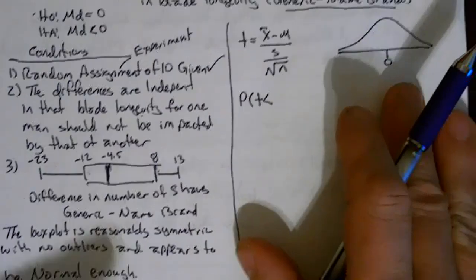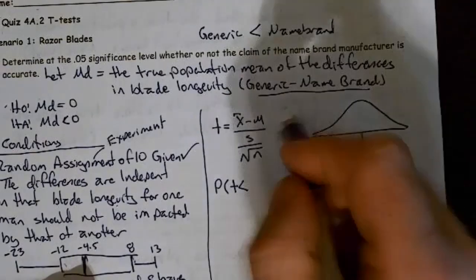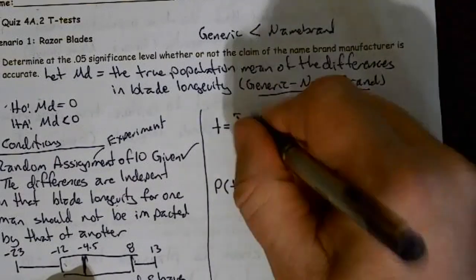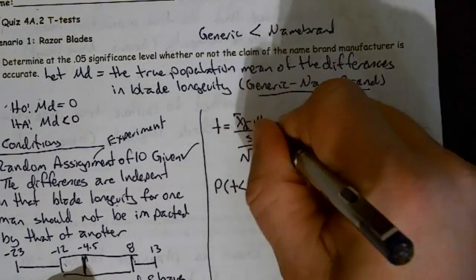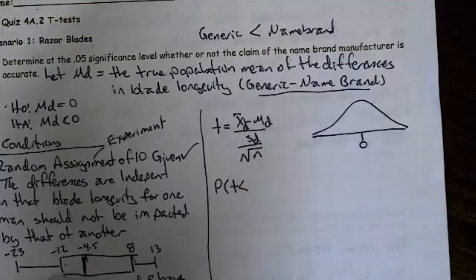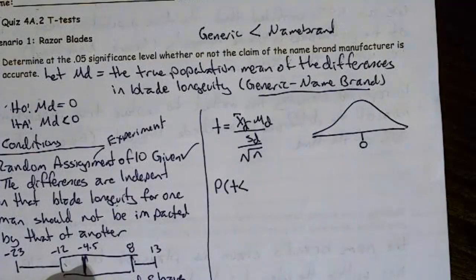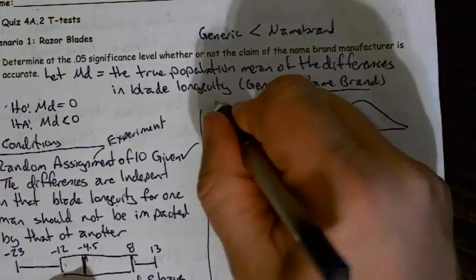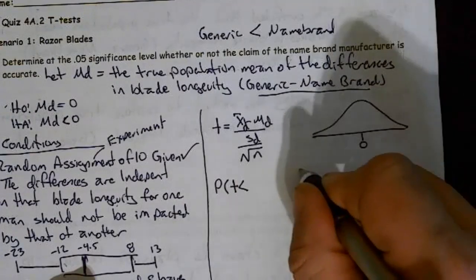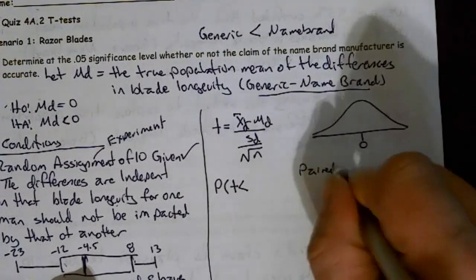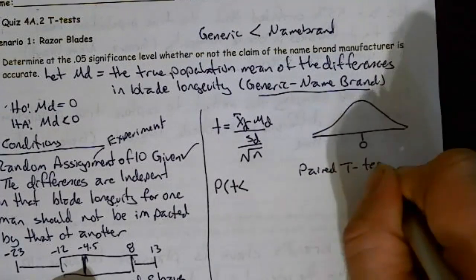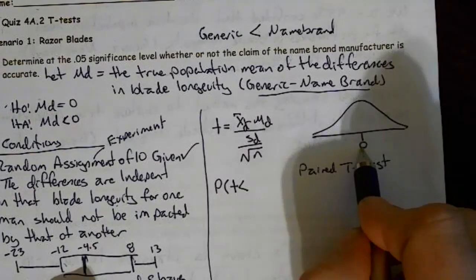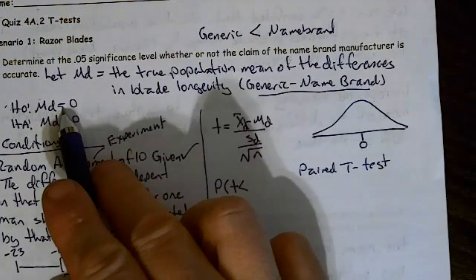Now we're ready to actually run the test. I start off by writing my formula. So t equals x̄ minus μ over s divided by square root of n, because it's a one sample, but I need to put some d's on it because we're working with the mean of the differences. This means I'm running a paired t-test, and I should label this, and I don't have a whole lot of room. So, paired t-test, labeled right there. Again, it's centered on 0 because that's my claim right over here.